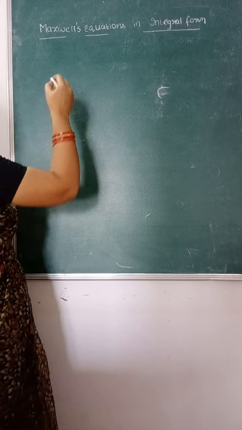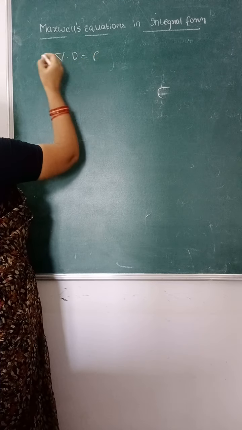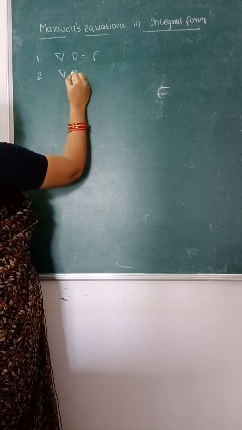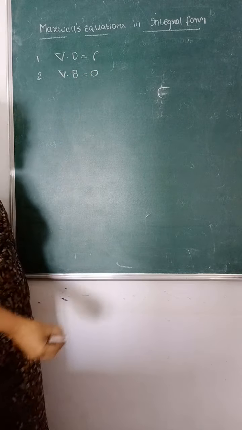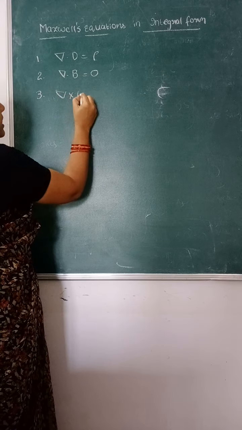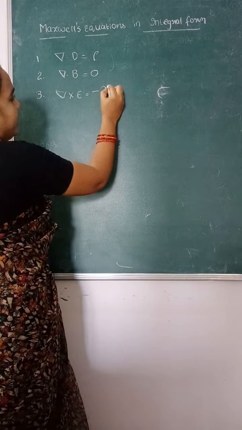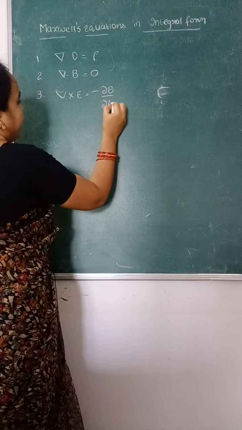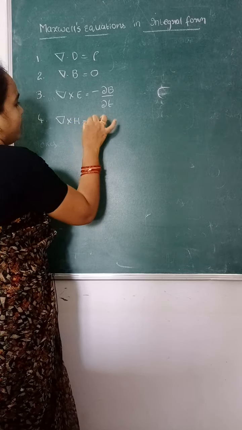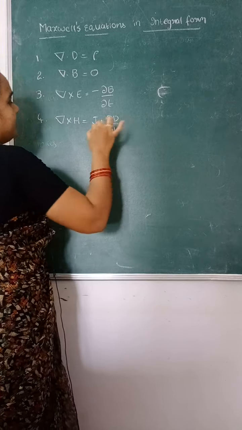So the four Maxwell's equations are: del dot D is equal to rho is the first Maxwell equation, and del dot B is equal to 0 is the second Maxwell equation. The third one, del cross E is equal to minus dou B by dou t, and del cross H is equal to J plus dou D by dou t. These are the four Maxwell's equations.